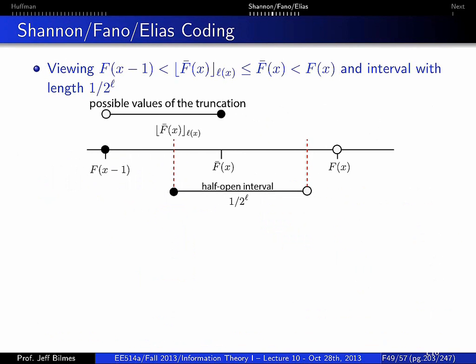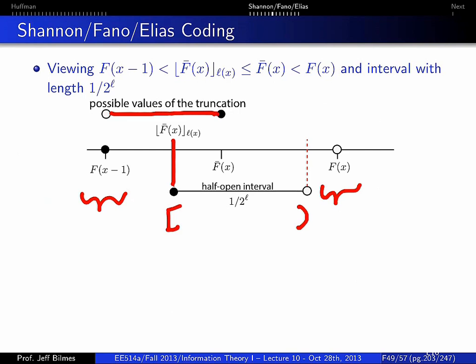So here we have f of x minus 1. Here we have f of x. The possible values, the half-open interval that I just talked about, was this one. It's closed here and open here, because it's closed starting at this value, truncated f bar of x. And this interval here, this one, I should say, corresponds to the possible values of the truncation.